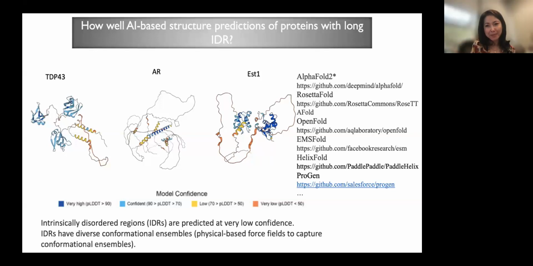These structures are predicted by AlphaFold2 because I figure it's easier to pick a fight with John Jumper than David Baker, or the other way around. Anyhow, you can see that the disordered regions are predicted at very low confidence. For the disordered regions, it doesn't mean that they don't have any structure, but that they have an ensemble conformation.